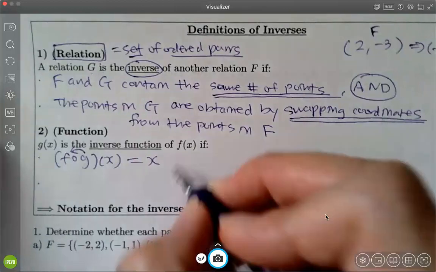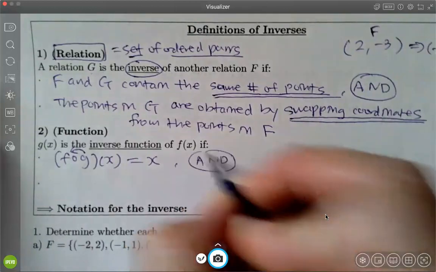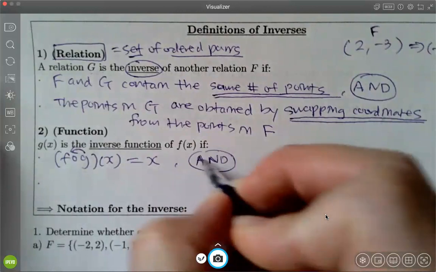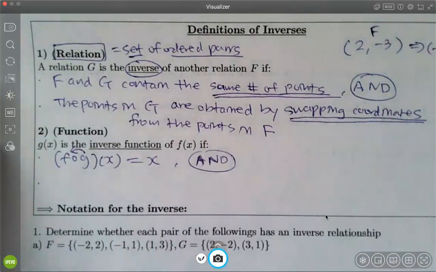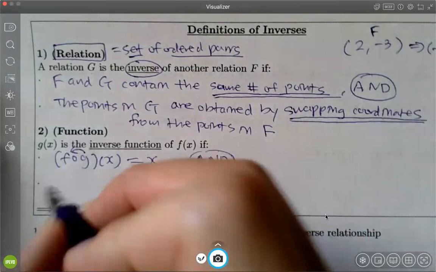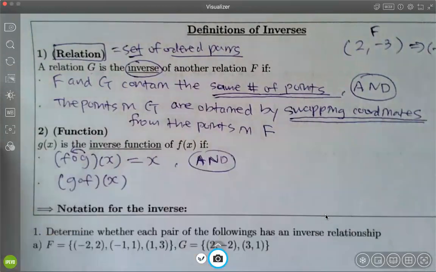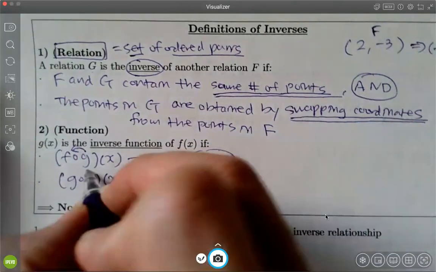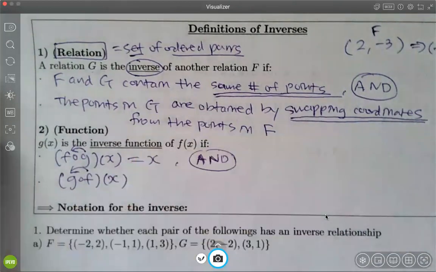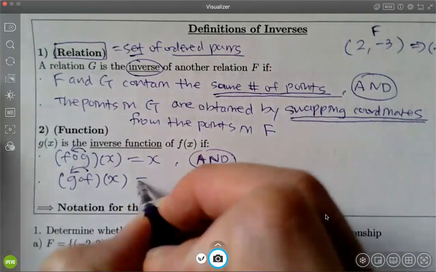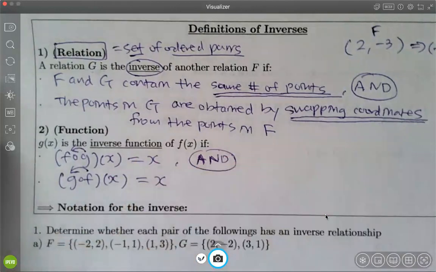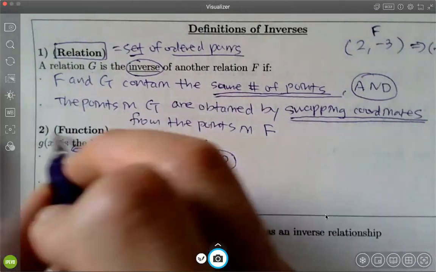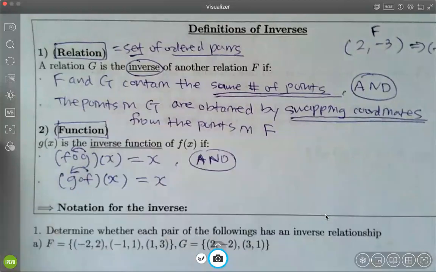But that's not enough. We also saw that order matters, right? F circle G and G circle F. What happens when we swap F and G? So we have G circle F. Remember, we will plug F into G this time, but the destination is the same. G circle F of X has to be equal to X at the end as well. Okay, so that is the function definition of the inverses.